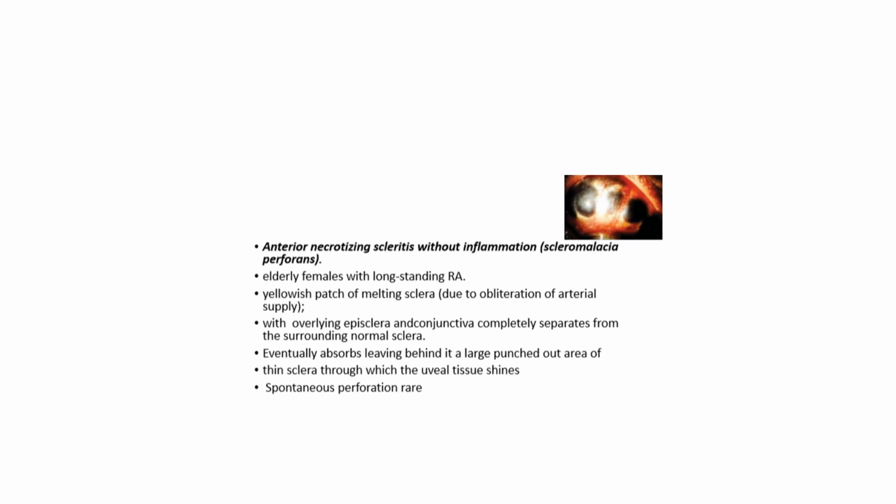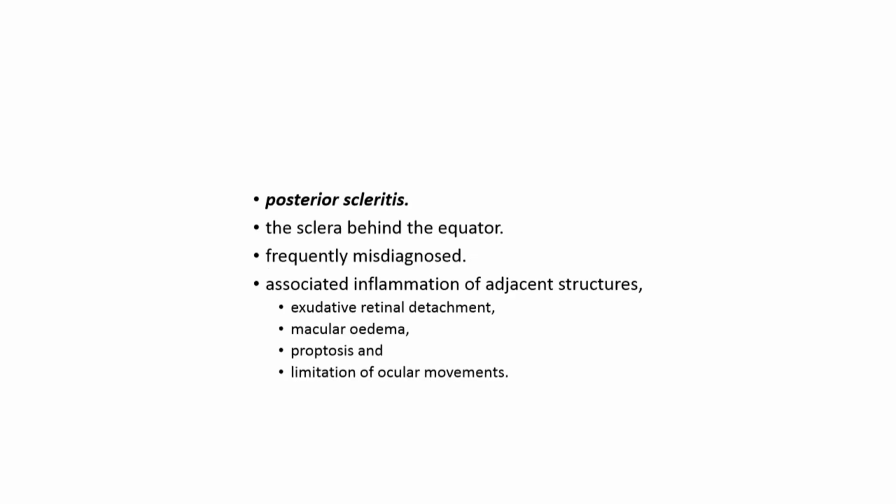So it happens in elderly females with long-standing rheumatoid arthritis. The episclera and the conjunctiva separate from the normal sclera, and there's a thinning of the sclera. So as the sclera thins out, the uveal tissues are seen through it, and eventually in some cases it can lead to perforation.